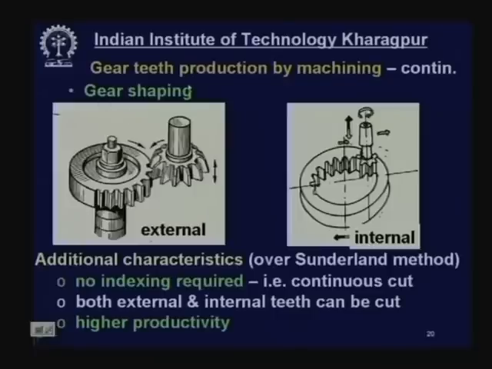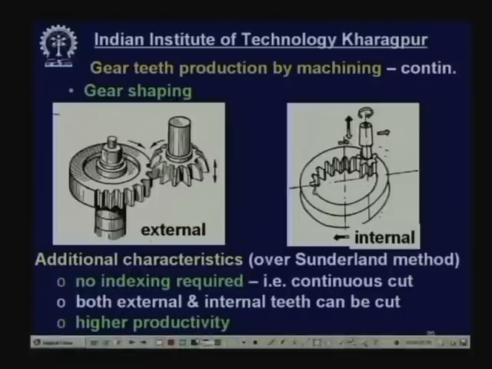Next comes gear shaping. This is very similar to the Sunderland method, the previous method, with a rack type cutter. But in this case, the rack cutter is gradually bent and formed into a circular rack, and a circular rack is nothing but a gear. So this cutter looks like a gear, but basically it is a high speed steel cutter, and its cutting edges are very sharp.